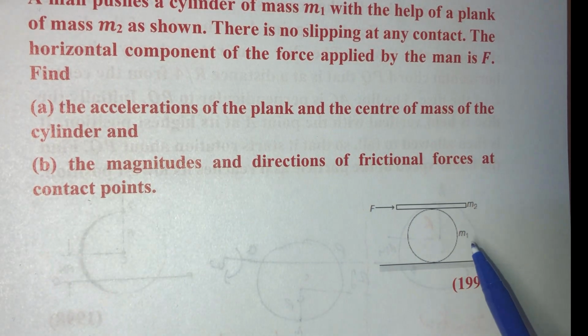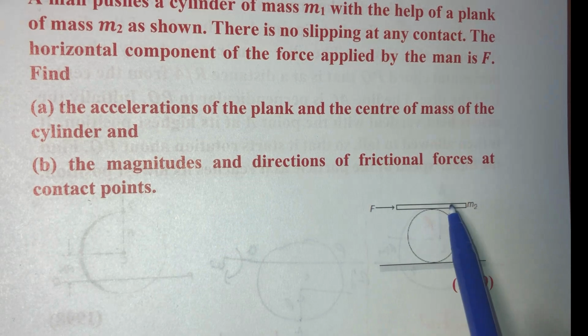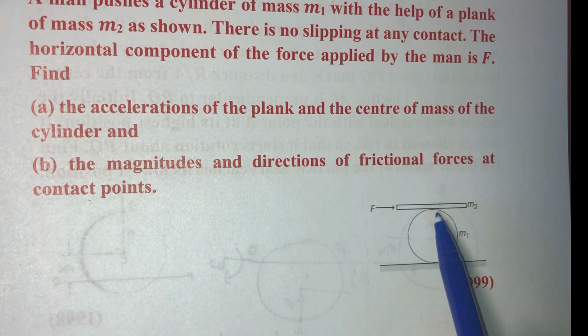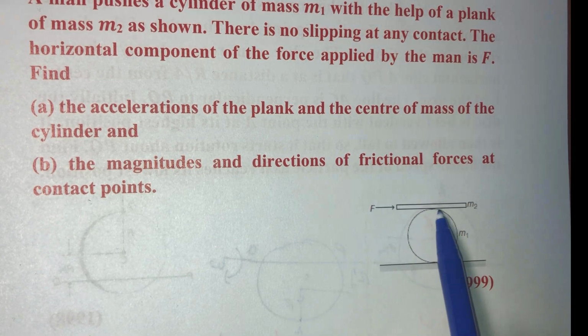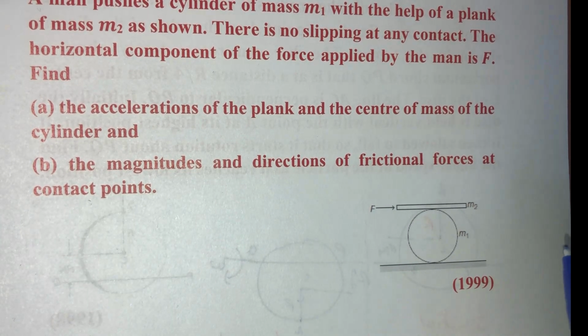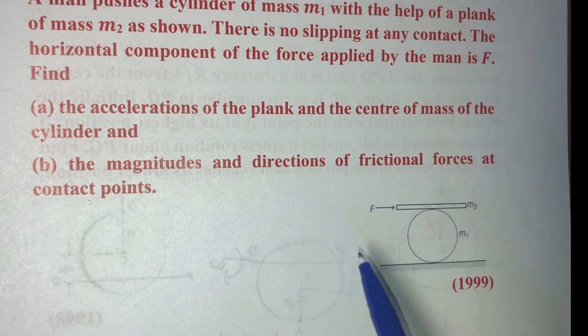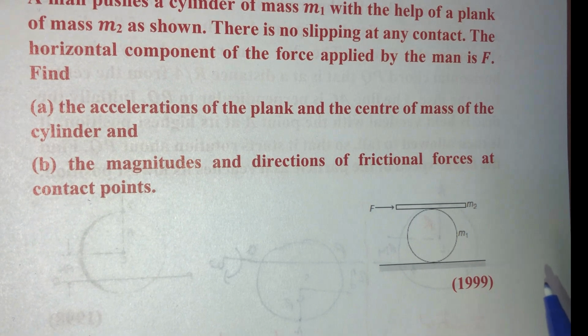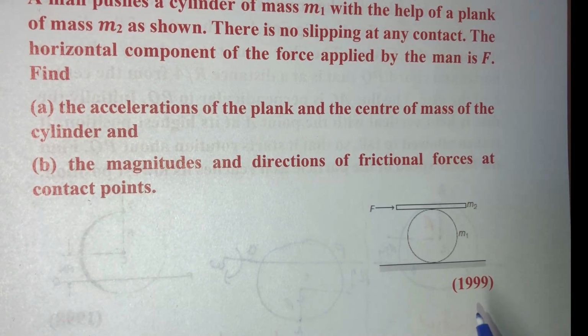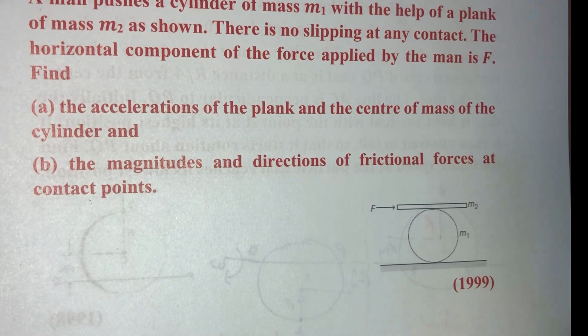So this is a cylinder having a mass m1 and a plank which is touching at a point of contact, the highest point of the cylinder, and force F is being applied on the plank whose mass is given as m2. There is no slipping, and we have to find the acceleration of the plank as well as the cylinder's center of mass, as well as the direction of the frictional forces at the points of contact.